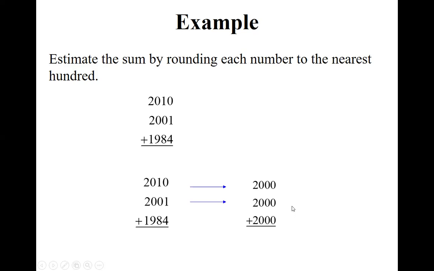Why would we want to do that? Well, 2,000 plus 2,000 plus 2,000 is 6,000. So that gave us an estimate of the sum that did not require us to actually add these numbers. By the way, if we actually did add these numbers, we'd get 5,995, which is awful close to 6,000. So an estimate is a close estimate, but it's not exact.